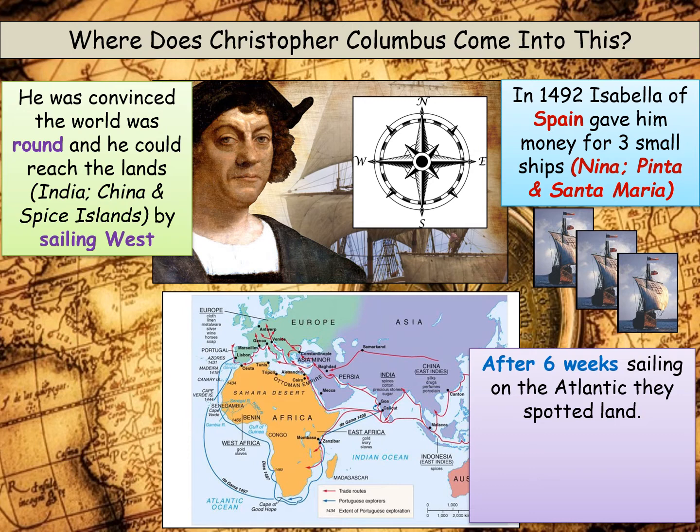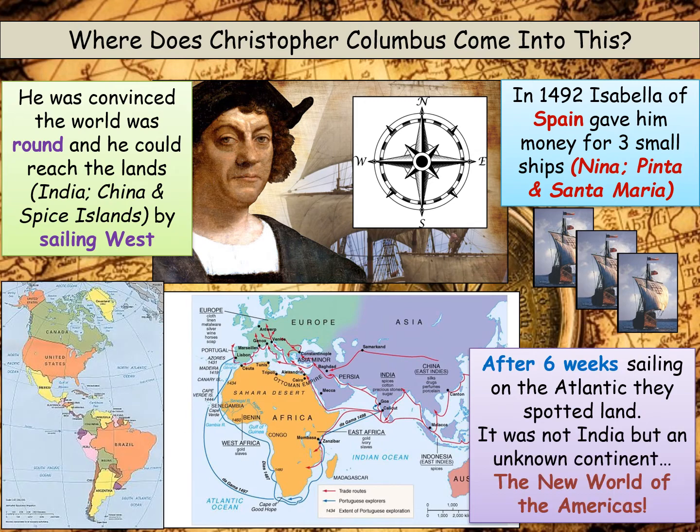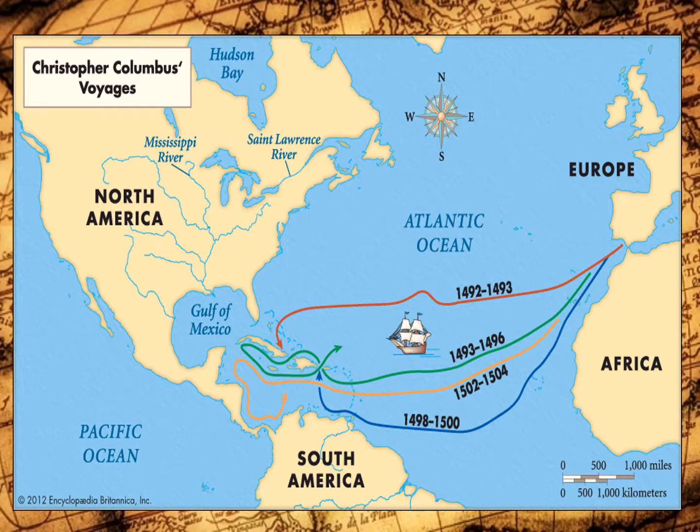So he set sail. After 6 weeks on the Atlantic, they actually did manage to spot land. Now, it was not India. It was an unknown continent that had never been found before, but he had gone west looking for India, so he started to refer to these lands as the West Indies, because that's what he'd been looking for. It's not very inventive, but that's what he decided to call them. It's a new world in what we would now know as kind of the modern day Americas, or the islands off of America, and that's what he manages to find.